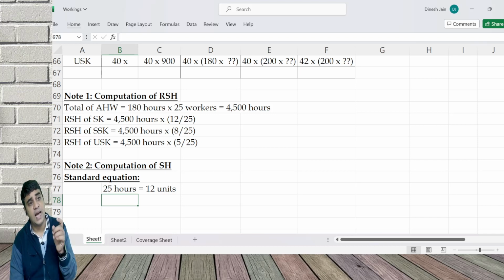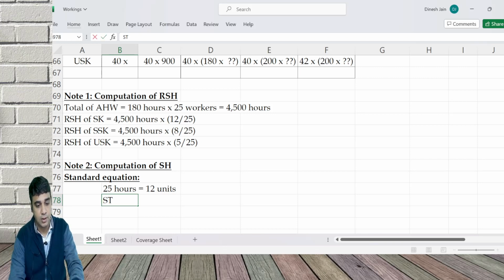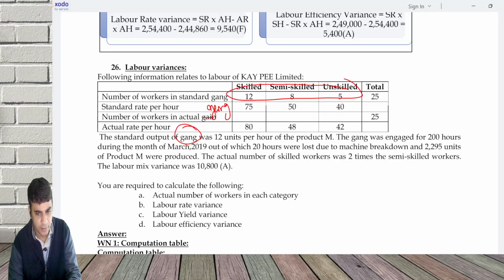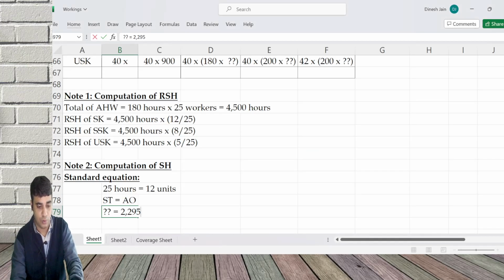Listen, in case the actual gang was 30 people, then also standard equation is only 25, because what matters is the standard gang. We saw one problem where standard gang had 35 people, actual had some 45 people. So the gang can have different people. This original plan is 1 hour, 25 people, 12 units. ST equal to AO. Question mark equal to, what is the actual output? How many units? Okay, 2295 units.